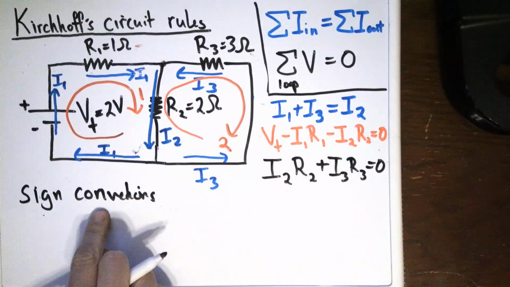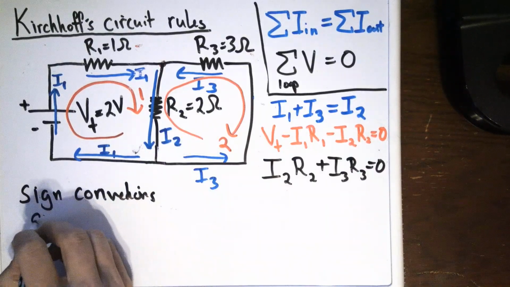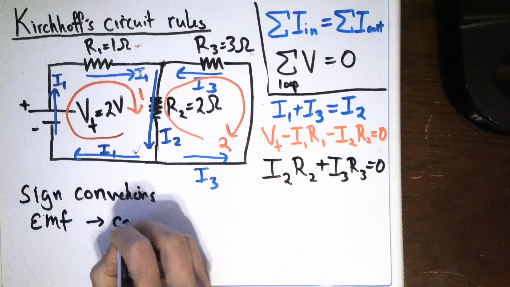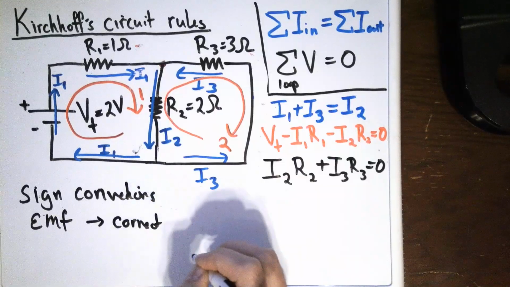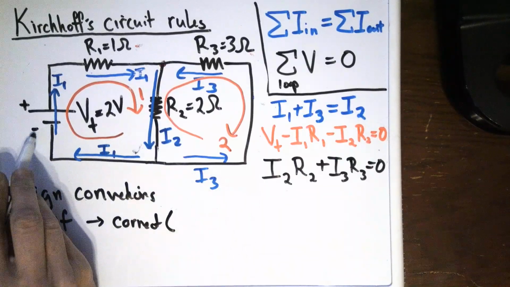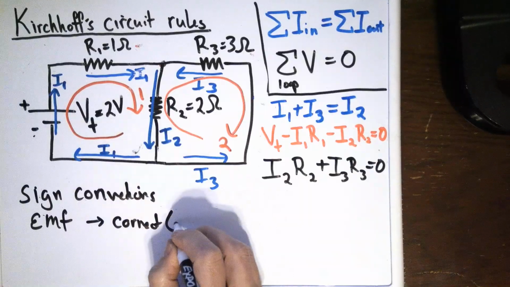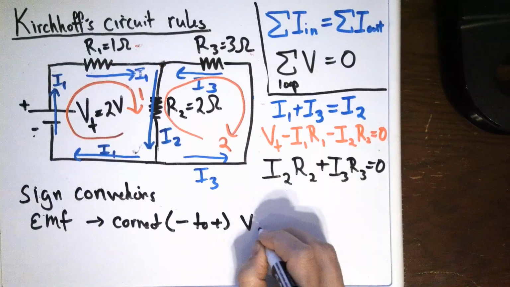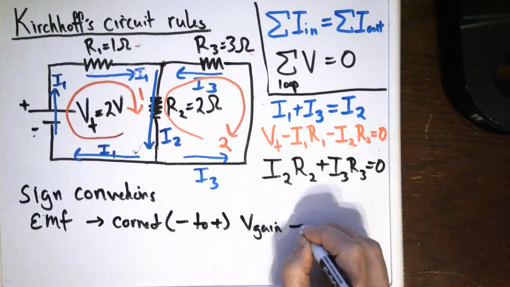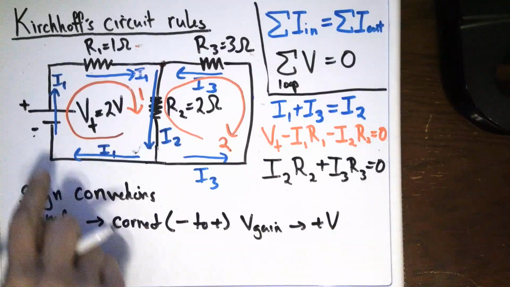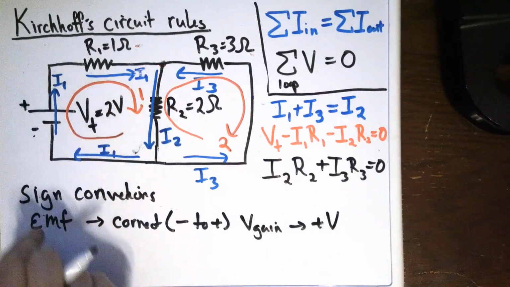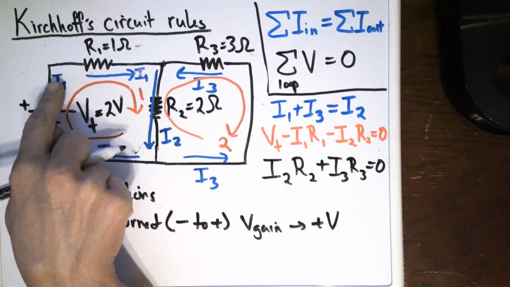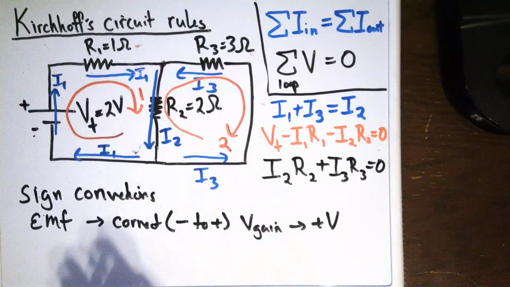All right, and there's one more sign convention to talk about, and this is for EMF sources, so our batteries. If you go the correct way across a battery, that is, you're going from the negative terminal to the positive terminal, so negative to positive, you have a voltage gain, and that means you're going to use the plus sign. I've gained voltages as I walk that way in my loop. So that's what I did here. I went the right way across the battery, so my V was positive.